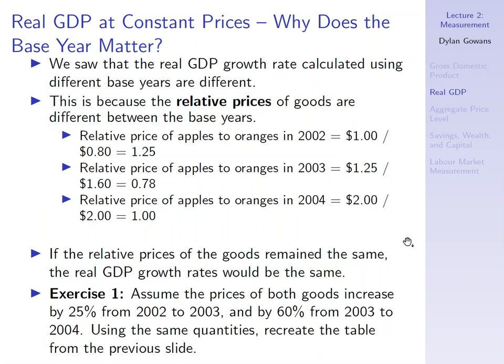So I say here, if the relative prices of the goods remain the same, then the real GDP growth rates would be the same. And as an exercise, should you wish to do it, assume that the prices of both goods increased by 25% from 2002 to 2003 and by 60% from 2003 to 2004. So that means that the ratio of the two prices won't change. They'll both have increased by the same amount, but their ratio is unchanged. Using these same quantities, recreate the table from the previous slide. You'll find in this case that because the relative prices haven't changed, it won't matter which base year you use.